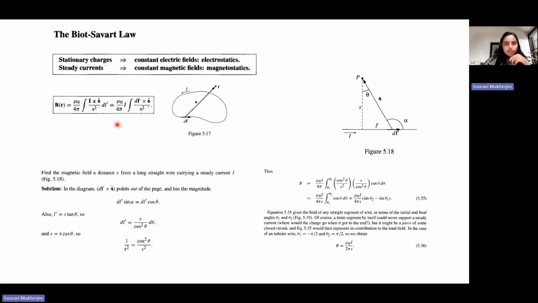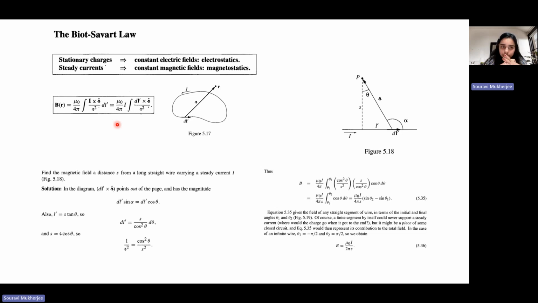Okay. So that was about electrostatics. And then we did the same for magnetostatics as well. For stationary charges, we had a constant electric field, and that was the regime of electrostatics. And then we saw that if you now have steady currents, that will result in constant magnetic fields. So that's the regime of magnetostatics.